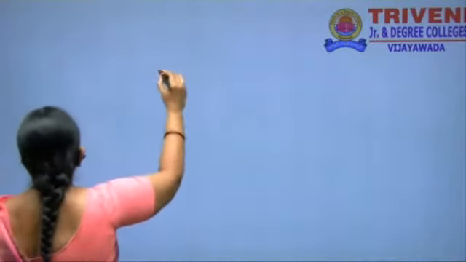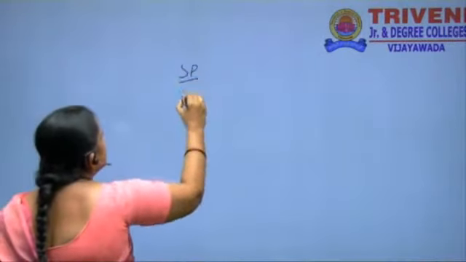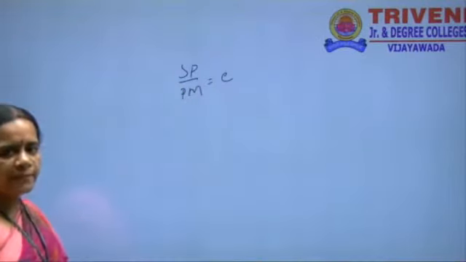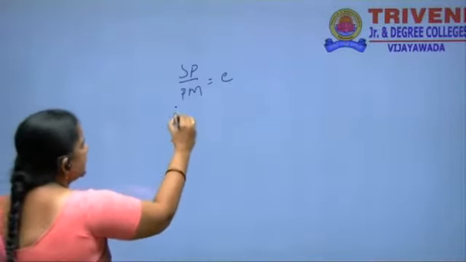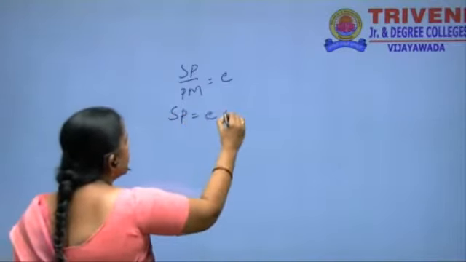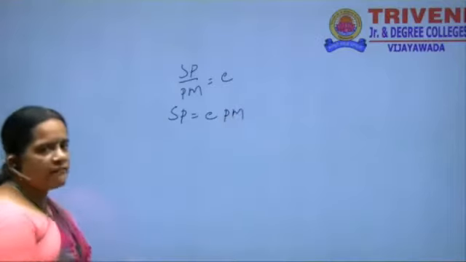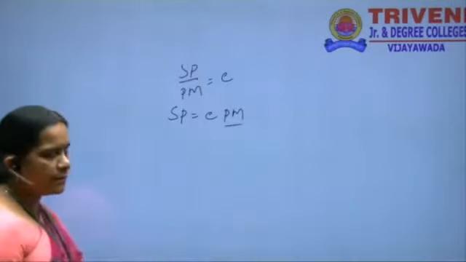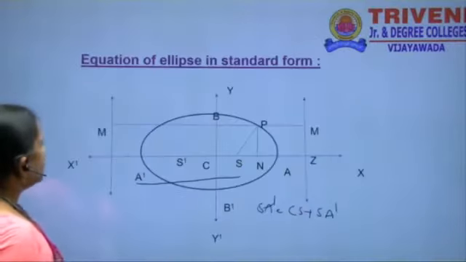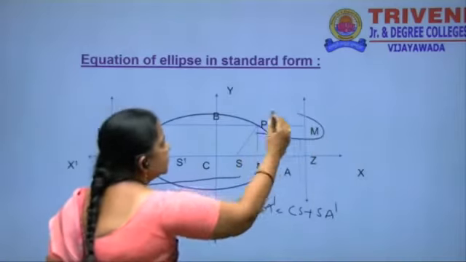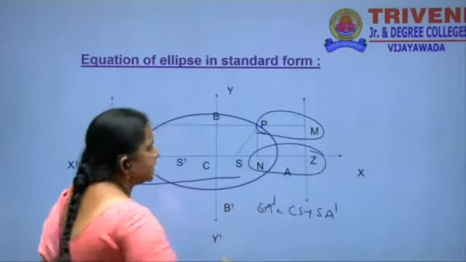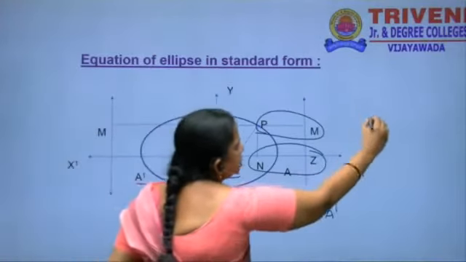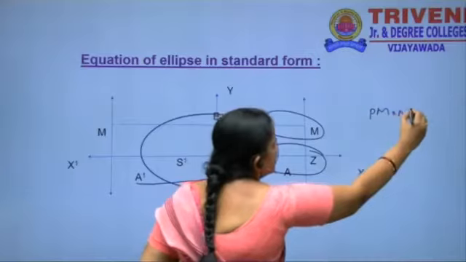Then SP by PM is equal to E. P is any point on the ellipse. SP by PM is equal to E, so SP is equal to E into PM. We know the values of points S and P, but don't know the value of PM. In the diagram, PM is equal to NZ.